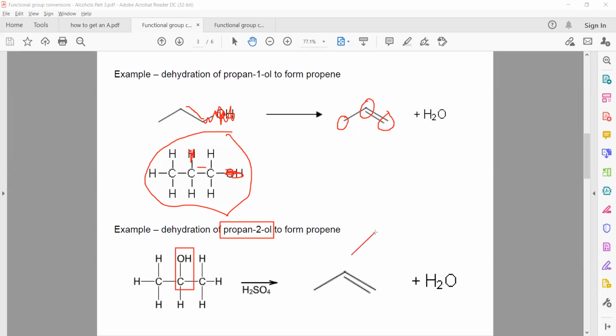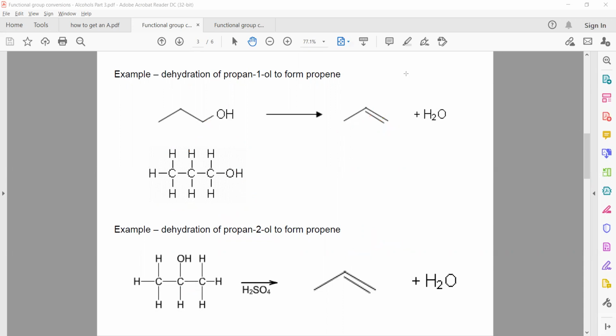So in other words, this, if I drew it like that, is exactly the same thing. I've just flipped it horizontally. So the double bond could form on the left or on the right. It makes no difference. You could think, scratch away the OH, get rid of that, get rid of a hydrogen on the next carbon, so you get rid of one of those and you form the double bond over there.